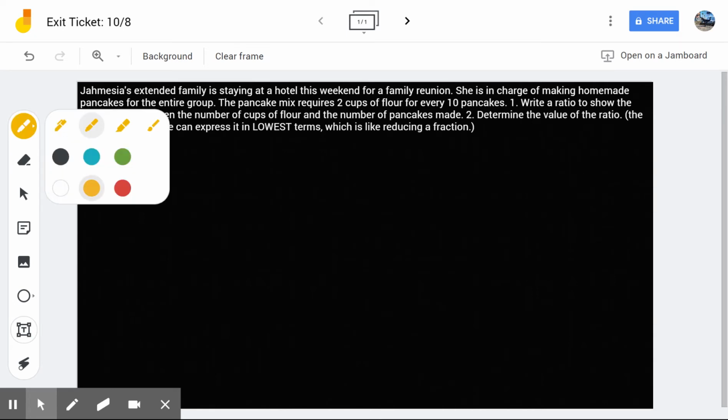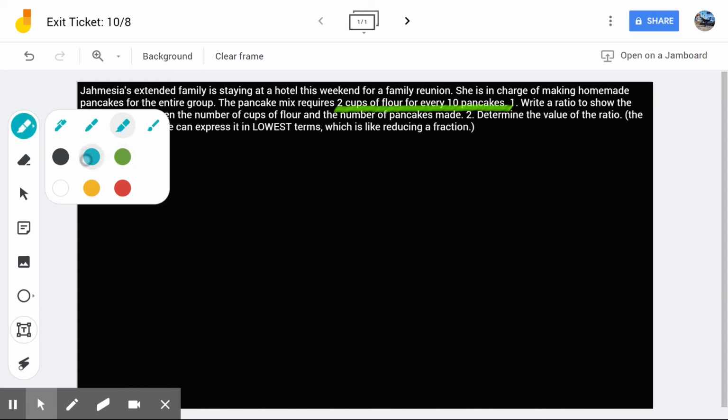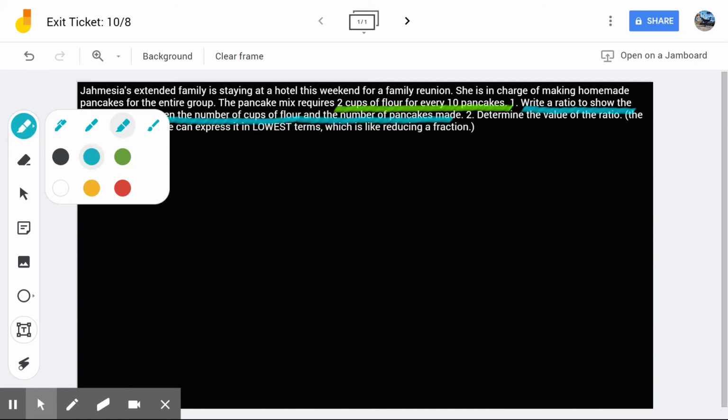Okay, so we just have to pay close attention to the actual numbers, the values that we see in our problem. And we know that for every 2 cups of flour used, that will make 10 pancakes. So if we are writing a ratio which shows the relationship between number of cups of flour and number of pancakes, we're just taking that information and writing it as a ratio.